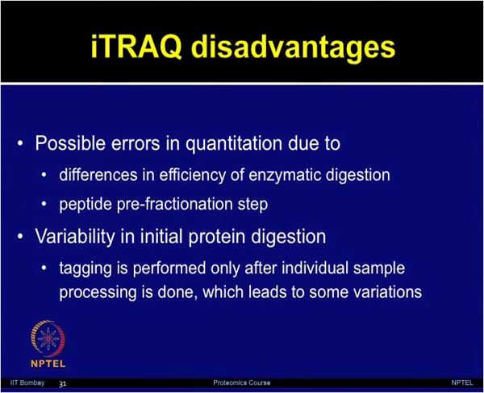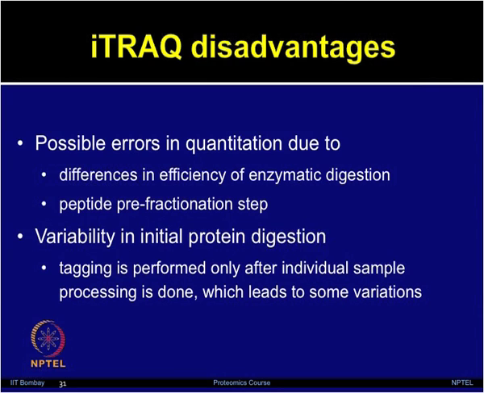First of all, there is a possibility of errors in the quantification due to the difference in the efficiency of enzymatic digestion, because we are performing that step separately for 4 samples. If you remember, we talked about samples A, B, C and D. Each one of those we treated separately, and if during the tryptic digestion the efficiency was not exact for the digestion process, maybe that could lead to some difference.